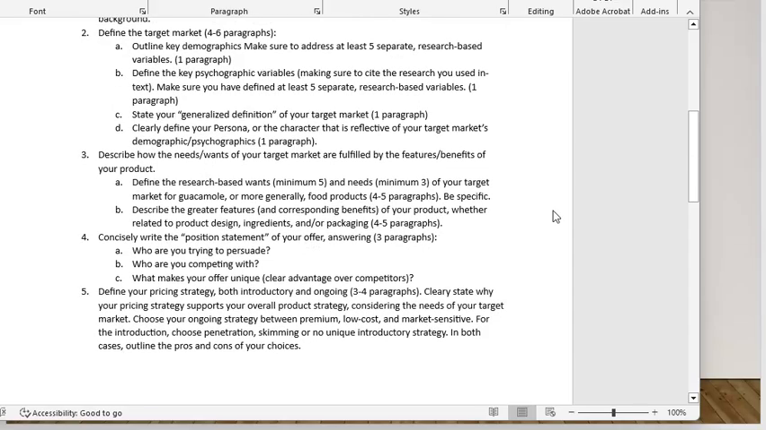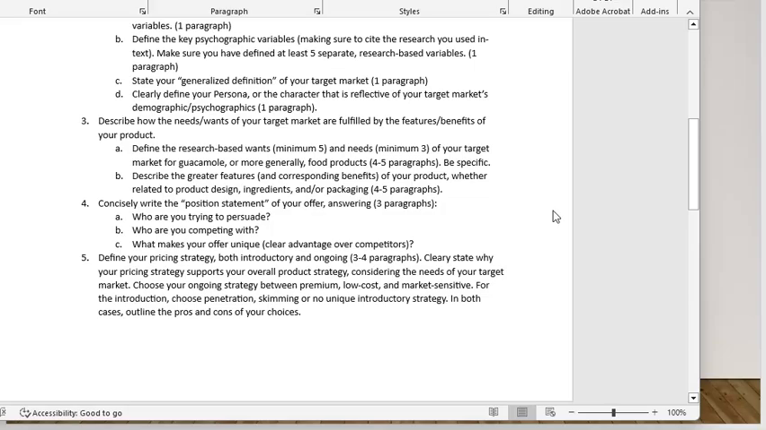The next section is to describe the needs and wants of your target market and how they're fulfilled by the features and benefits of your product. That concentrates on milestone number 2. Make sure you have at least 5 of those and 3 needs, and then exactly how you address that.